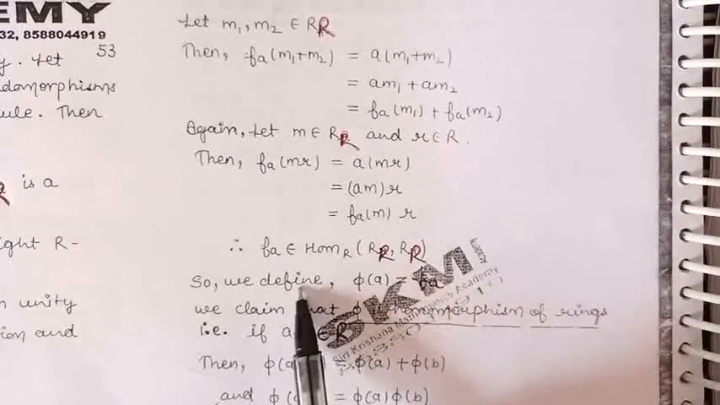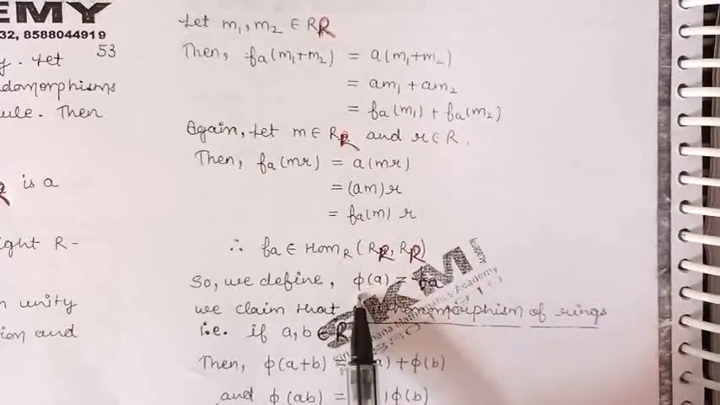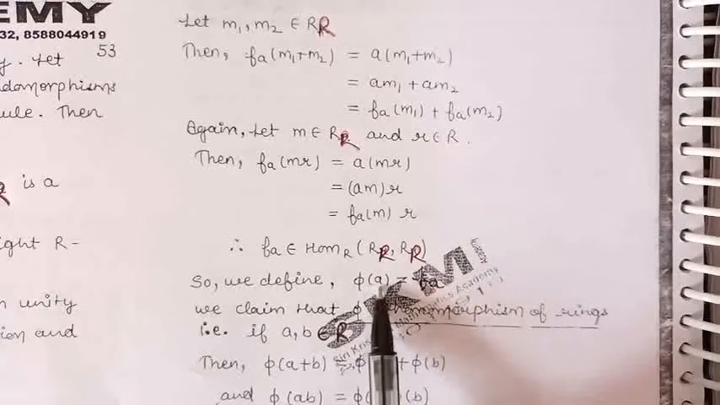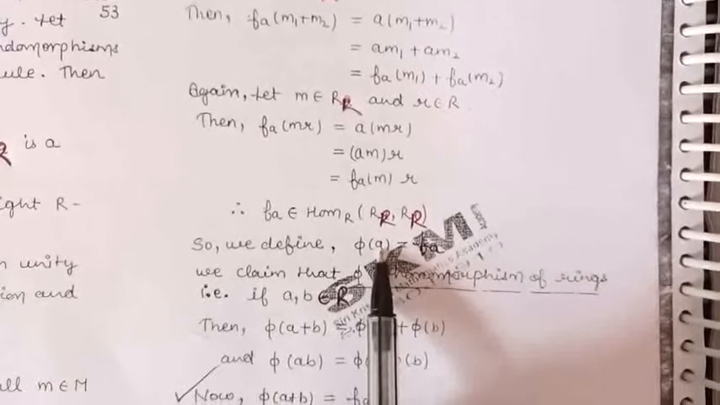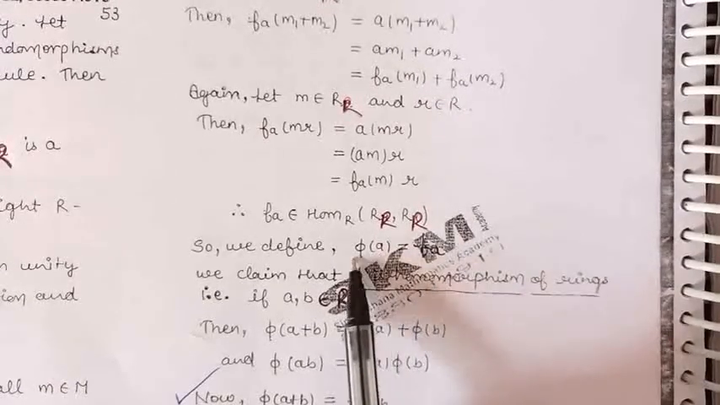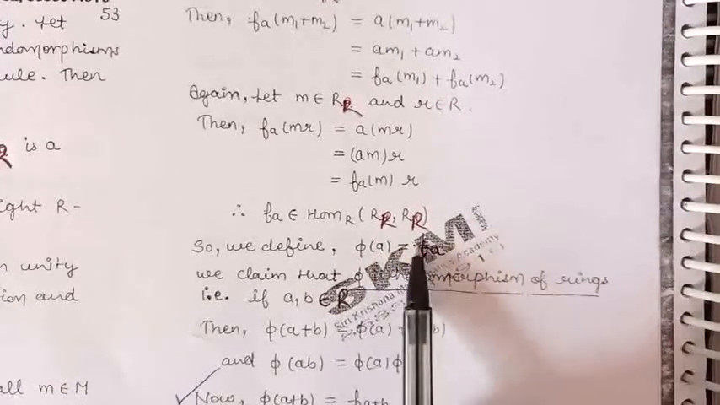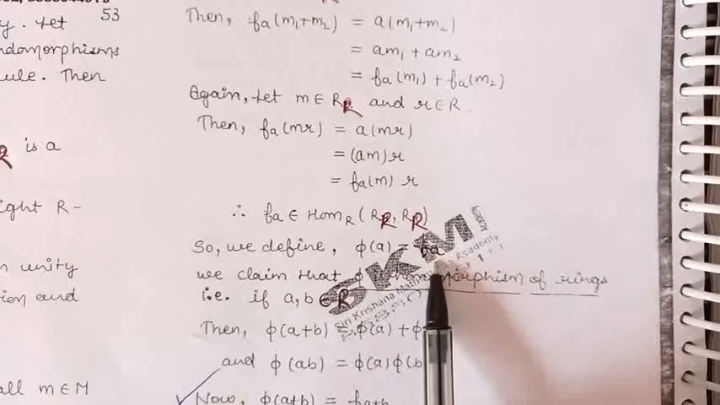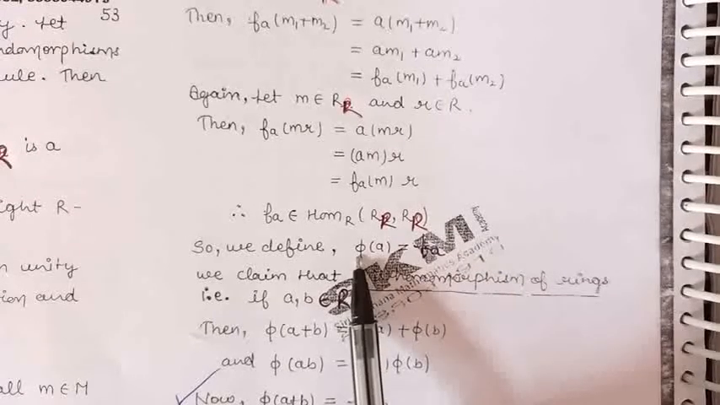Now we are in a position to define the mapping phi, which was to be defined from the ring R into the ring of endomorphisms of R. From the ring R, we had taken the element a. So we can define the image of a under the mapping phi as equal to f_a. Now we are to prove that this mapping phi is an isomorphism of rings. So we will have to prove that this mapping is a homomorphism, one-one and onto.